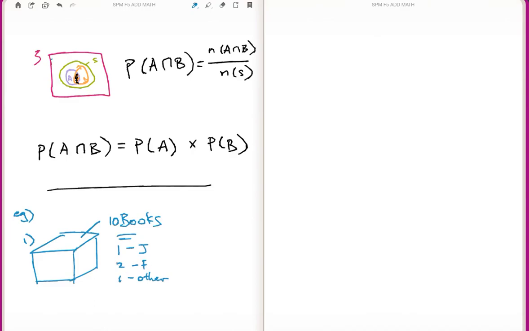No, 1, 2, 2 plus 1, 3. Then 7, sorry. The rest is other languages. That doesn't really specify what language. Okay.